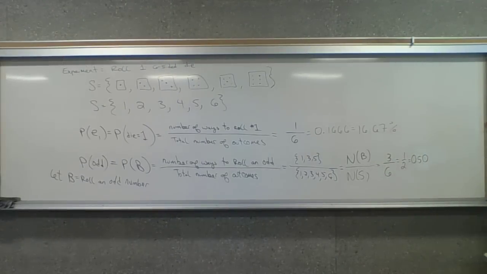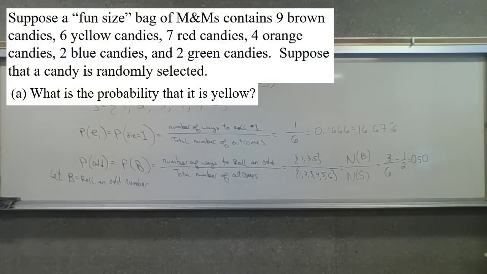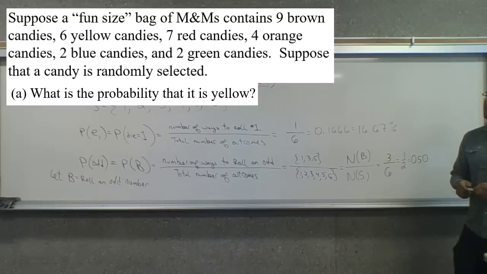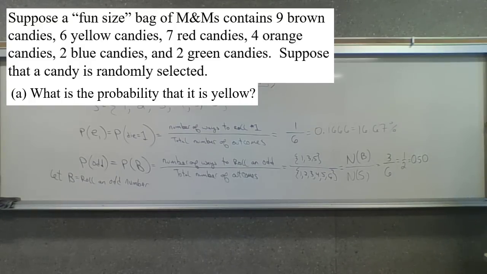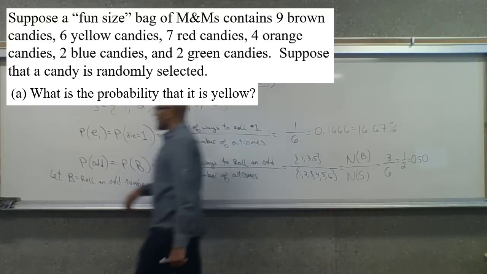Let's look at this example. Suppose a fun-sized bag of M&Ms contains 9 brown candies, 6 yellow candies, 7 red candies, 4 orange candies, 2 blue candies, 2 green candies. Suppose that a candy is randomly selected. What is the probability that it is a yellow candy? Okay. So let's look at our sample space.